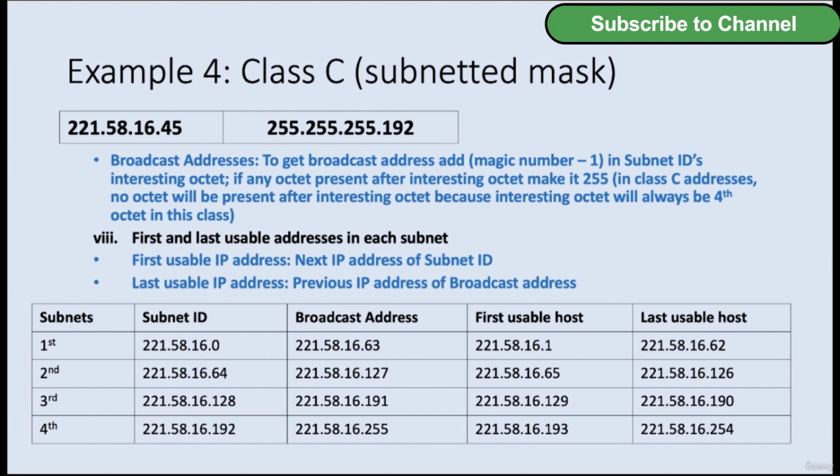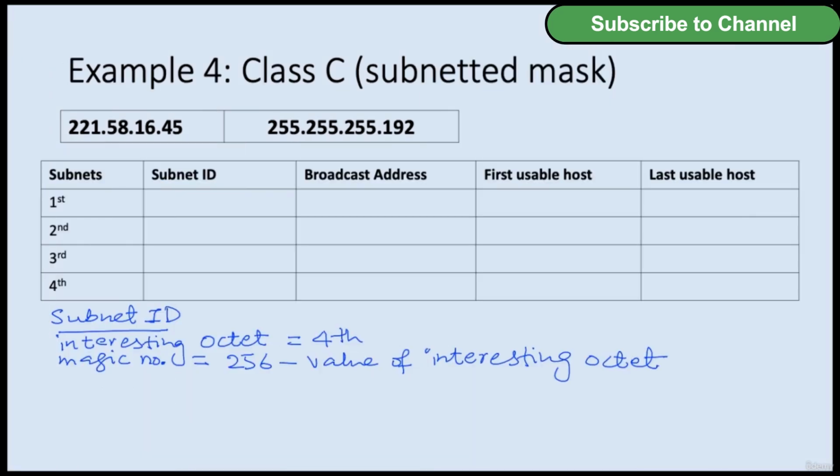addresses will be 4. To find out the subnet ID or the network ID, we need to know the interesting octet. Since it is a class C IP address, the interesting octet is always the 4th octet. Next thing that we have to find out is the magic number. Magic number is 256 minus the value of the interesting octet. So 256 minus the value of the interesting octet, which is 192, I got the magic number 64.